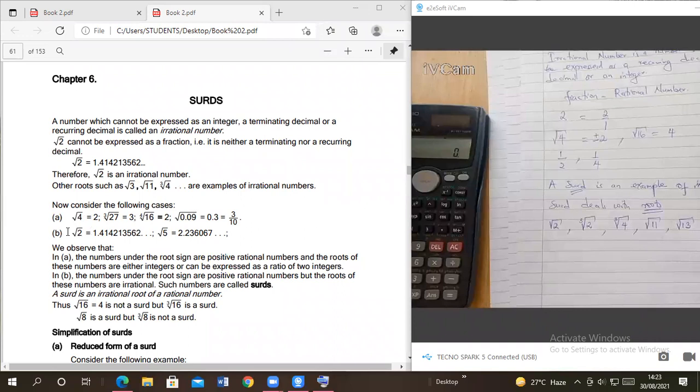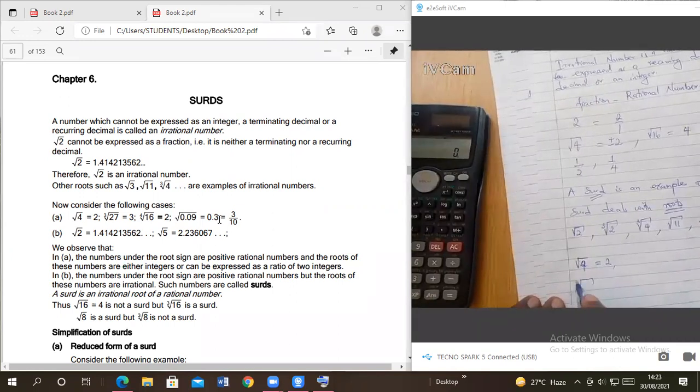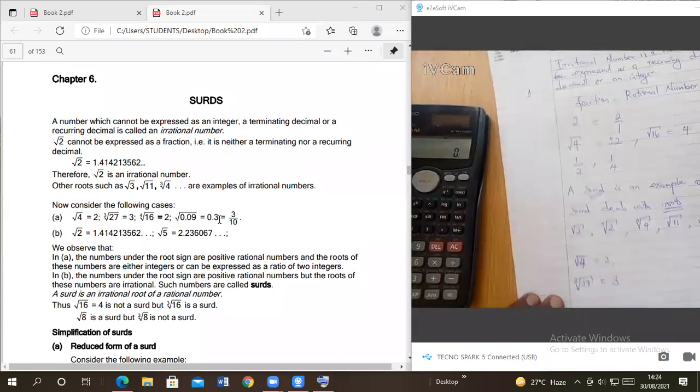Consider the following. When you look at part A, root of 4, 4 is a rational number. 27 is rational because we can get its cube root. 16, we can get its fourth root. Root of 0.09, we can also express it as a fraction. So which means root of 4 gives us 2. Then the cube root of 27, which is 3.